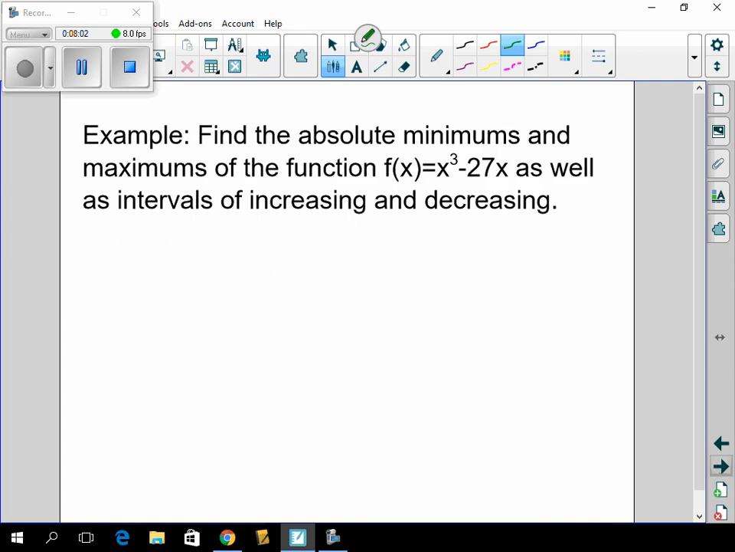So we're going to look at this example. It's asking us to find the absolute minimums and maximums of the function and the intervals of increasing and decreasing. So first thing I'm going to do is take the derivative. So I get this derivative is 3x squared minus 27. And I'm just going to factor out that 3 initially.